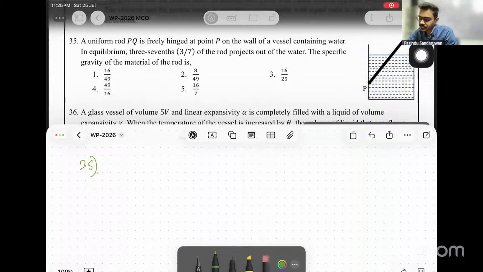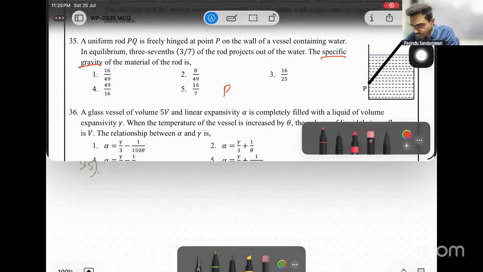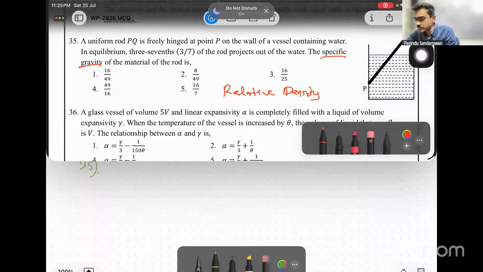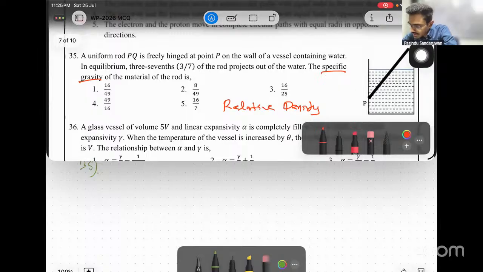What is specific gravity? Specific gravity means relative density. Then for this, let's assume the length of the rod as 7L. Then if there is 7L, 3L is out.